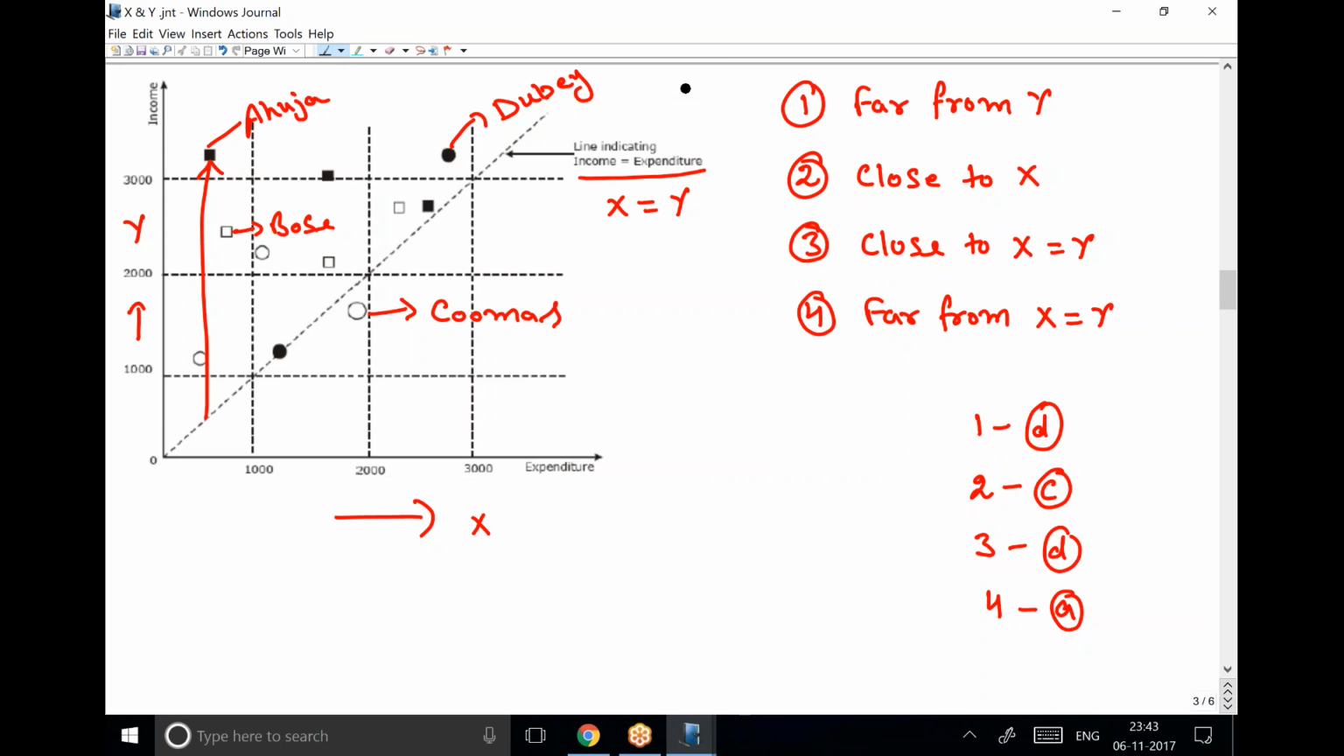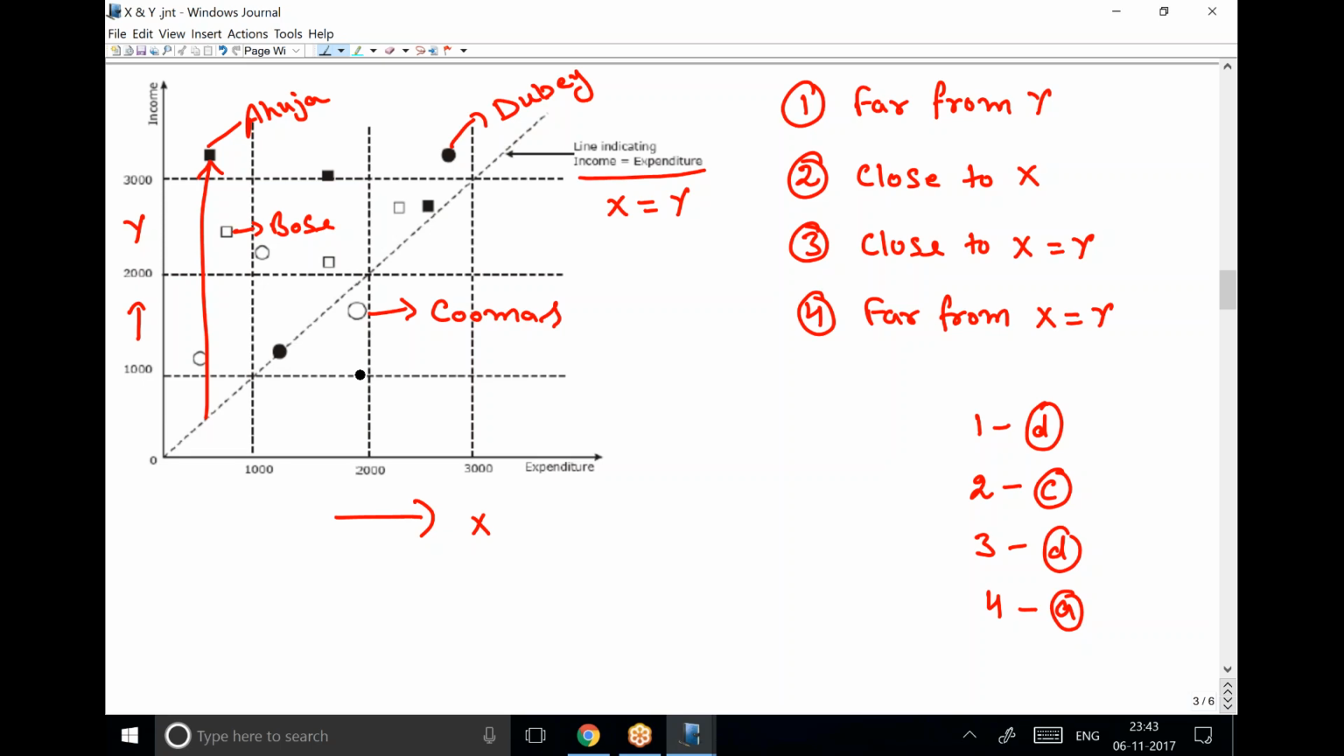In the first question, they are looking for which family has the highest average expenditure. So for highest expenditure, they're looking for the number which is far from this line, as well as we can say far from the y-axis. So it comes out to be Kumars. So Kumars are far from this. Sorry, they're looking for the highest average expenditure.